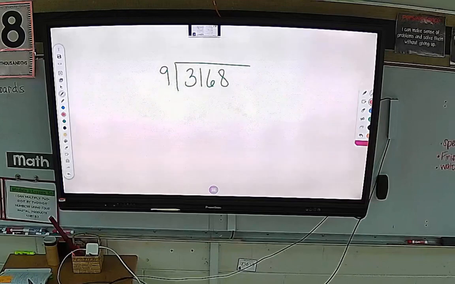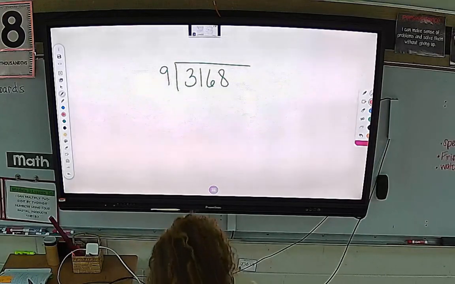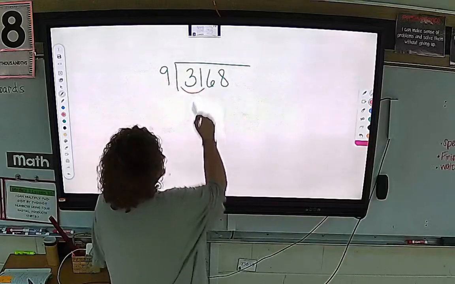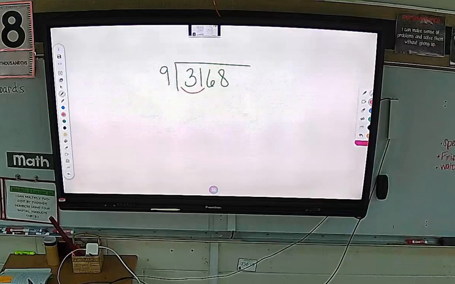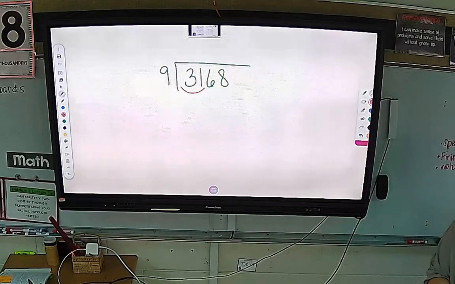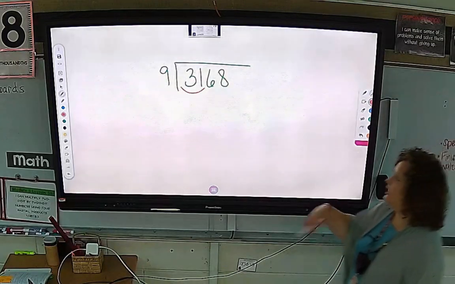So we know we can't get a group of 9 out of 3. We know we're going to have to look at 31. That doesn't ring a bell for any fact family, but we can get close. So what's the closest we can get to 31? Yeah. You could get 9. You could get 9 3s out of 31, and it'd be 27. Okay, so 3 9s. I gotcha.